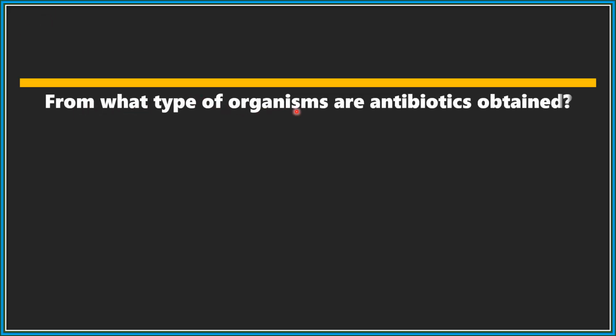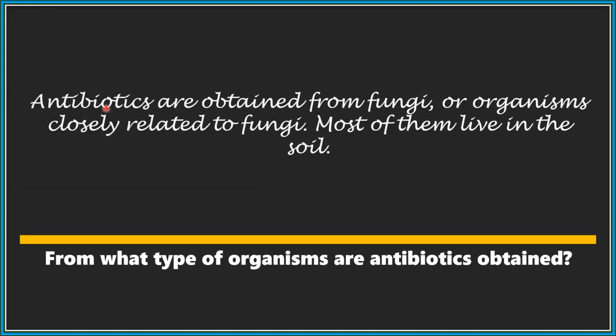From what type of organism are antibiotics obtained? Antibiotics are obtained from fungi or organisms closely related to fungi. Most of them live in the soil.